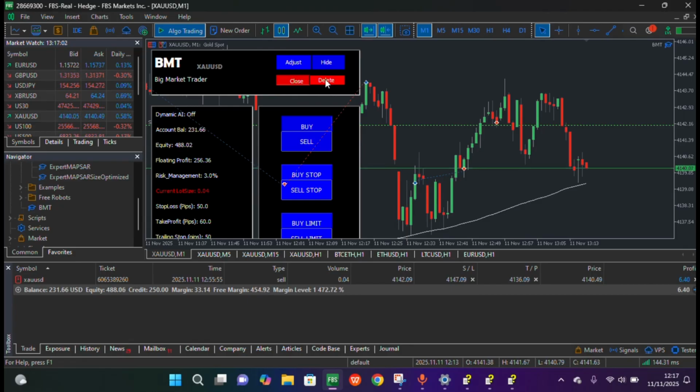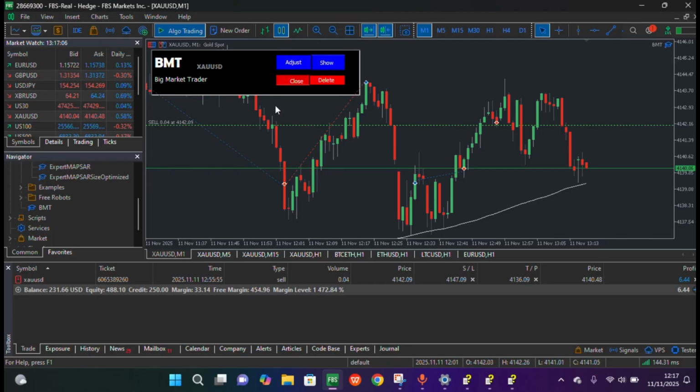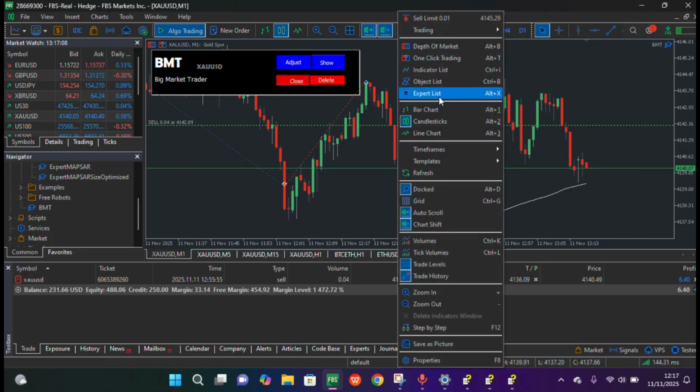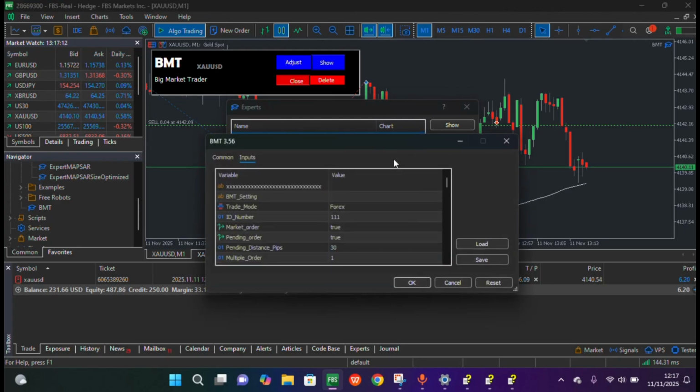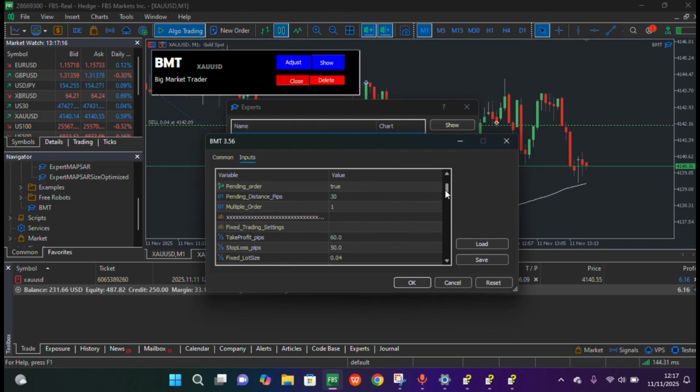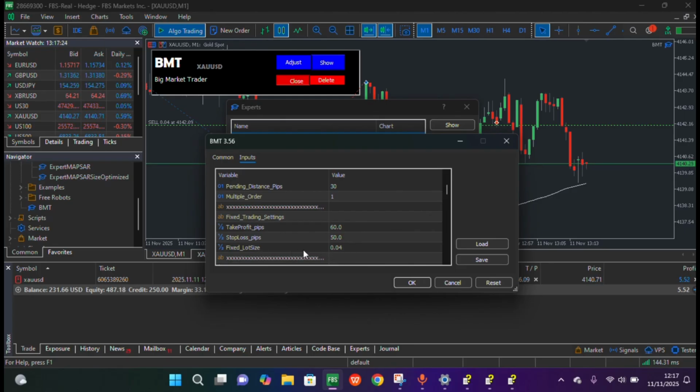If you're using pending orders, you can do a quick delete right here. That's how this tool works, and this is the tool we have been using. If you go to the settings, you can select forex, and then you see the magic number, the take profit, the stop loss, and the fixed lot size, 0.04.